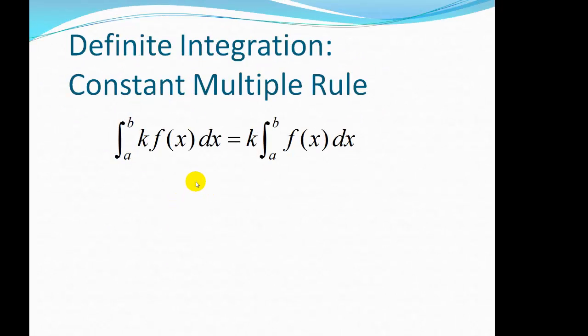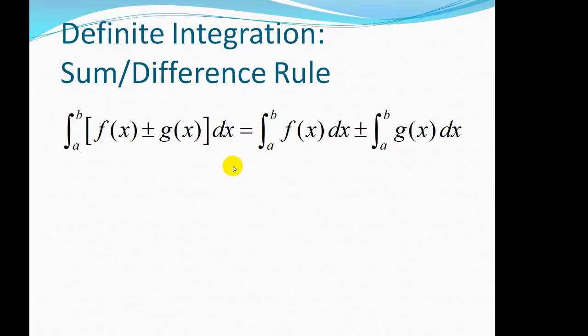There is also a constant multiple rule for definite integration. The integral from a to b of a constant times f of x dx is equal to the constant times the definite integral of f of x dx from a to b. So just like in indefinite integration, we can pull the constant out.